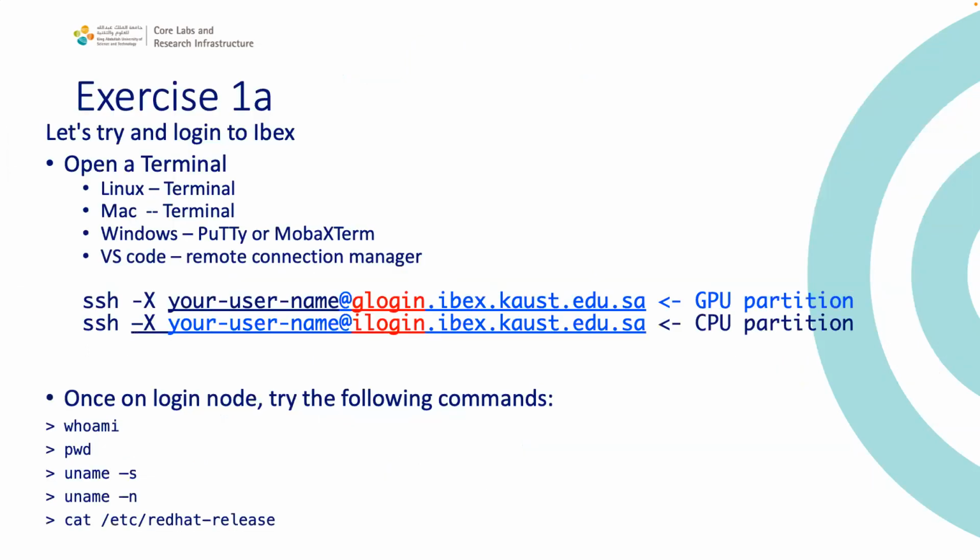Okay. So let's start with the exercises. Any newcomer to KAUST has this problem. There are two ways to log in to Ibex, because we have two different login nodes, one for GPUs and one for CPUs. So please try this one. Try the G login node in case you already have access to Ibex. So fire up your terminals, and then you just type, for example, whoami. If you don't know who you are, then you can check your identity.